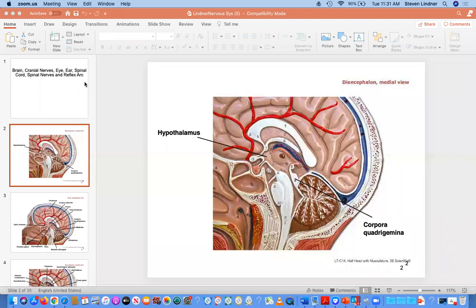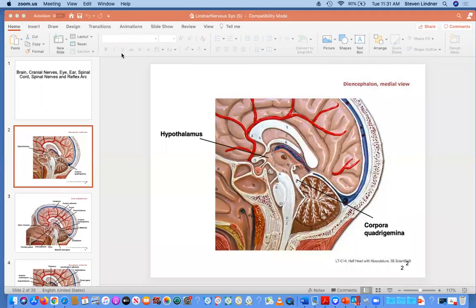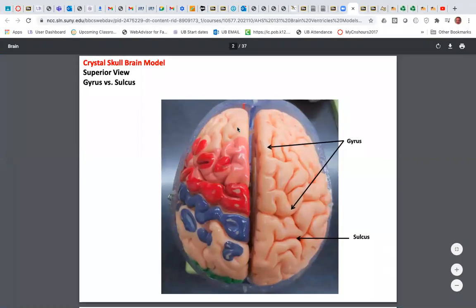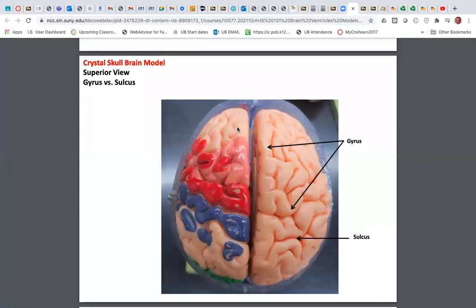Okay, so today is our final lab, and what we'll be talking about today is the brain and some of the special senses, the eyes and the ears. Before we do that, I'd like to give you a general layout of next week's exam. There are 50 questions, just like there have been on all other exams.